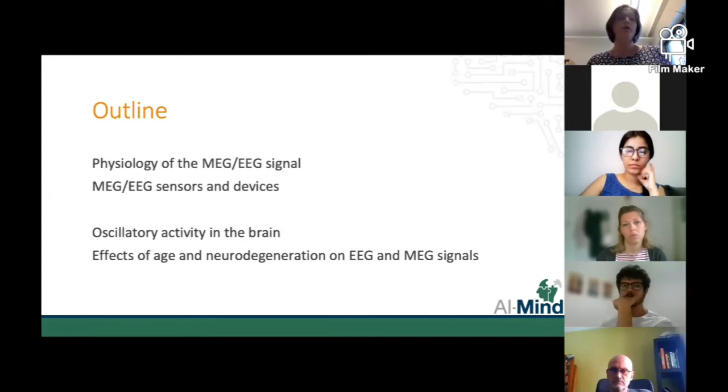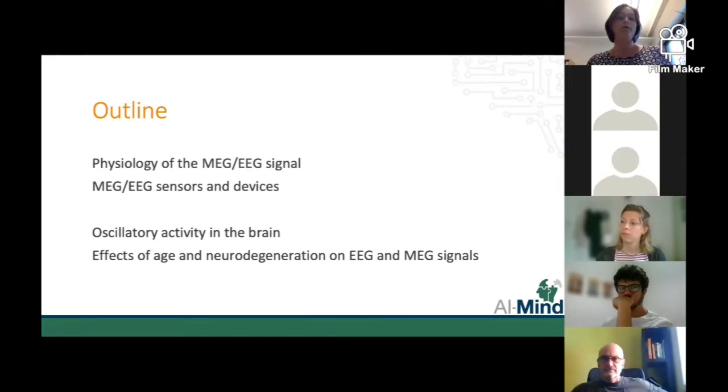I will focus on oscillatory activity in the brain, spontaneous activity in the brain, and how they might be forming networks in the brain. And finally, just very briefly, I will mention some effects that take place in oscillatory activity when we age normally, and also in what has been observed in neurodegeneration.